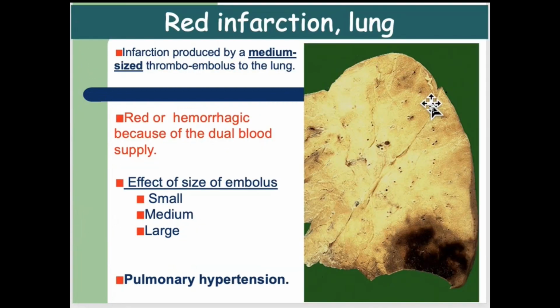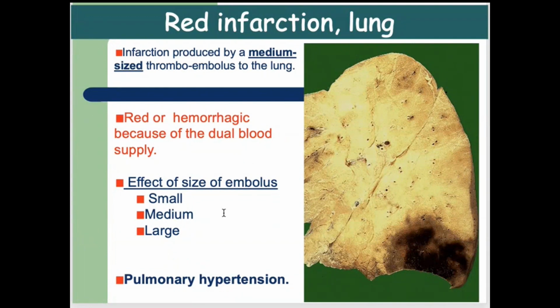Then infarction in the lung is also red in color. It is also hemorrhagic because it has a double blood supply, the actual supply of the pulmonary artery and also some capillary supply from the intercostal blood vessels, etc. So the infarction in the lung is also red in color. So we can ask you questions: which organs have red infarction, which organs have pale infarction? You can remember.